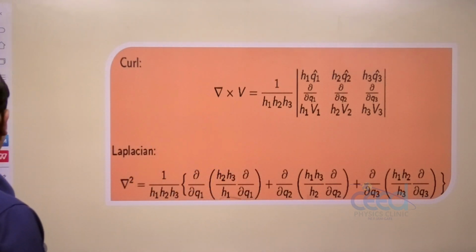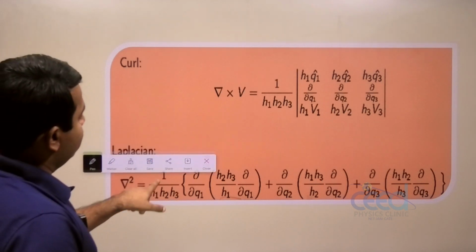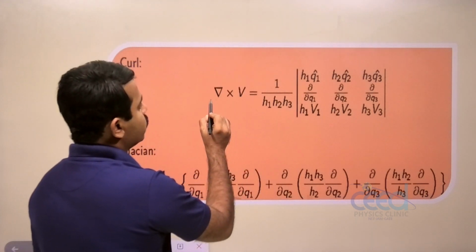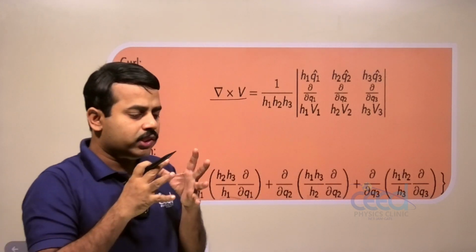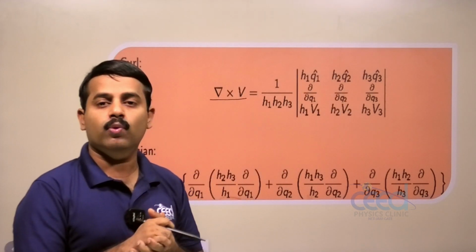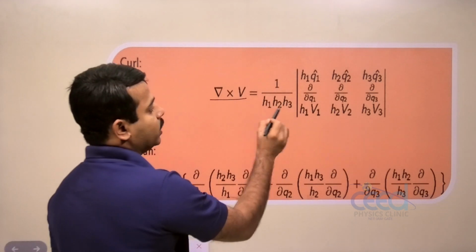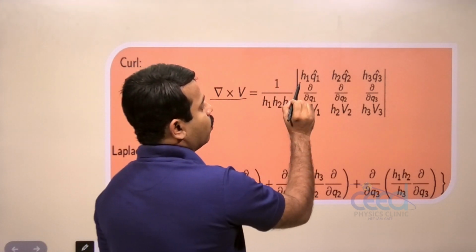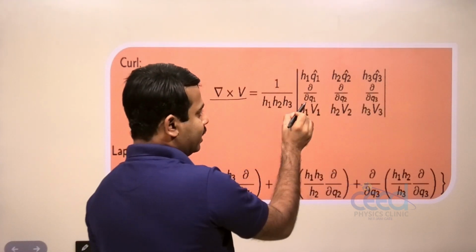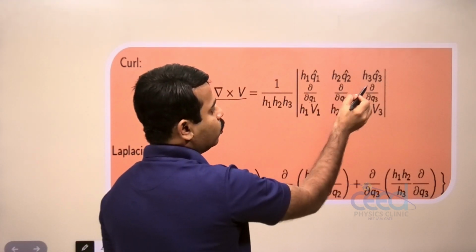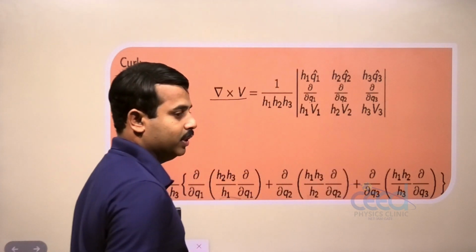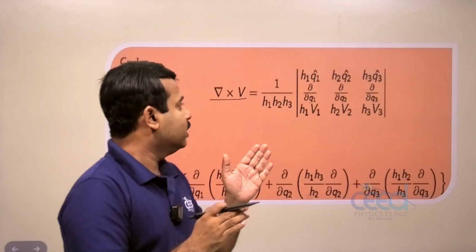Again see here, again a del cross V, right? You just look into the pattern following. In all, the pattern is very easy to remember. Del cross V, 1 by H1 H2 H3. Then first row H1 Q1 cap, H2 Q2 cap, H3 Q3 cap. Second one is dou by dou Q1, dou by dou Q2, dou by dou Q3. Third row is H1 V1, H2 V2, H3 V3.